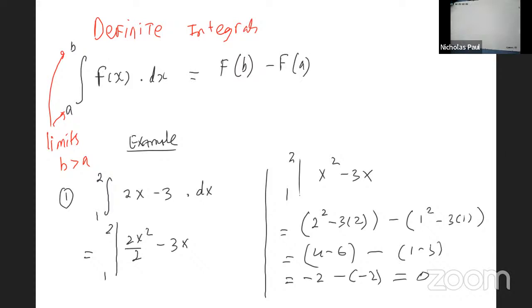All right, just one and we're done, right? All right, so example 2, integrate between 3 and 2, 3x squared minus 2x dx.